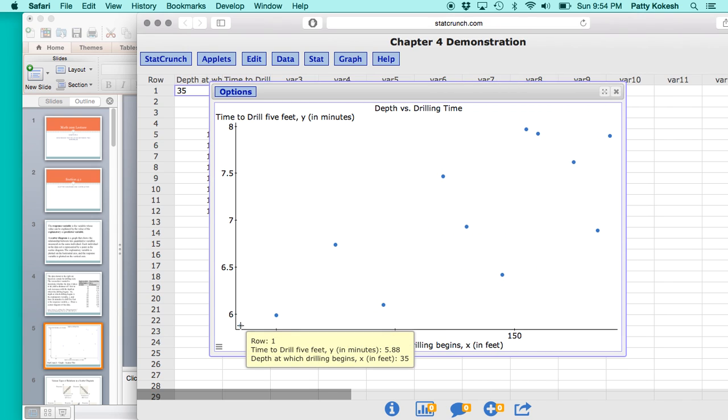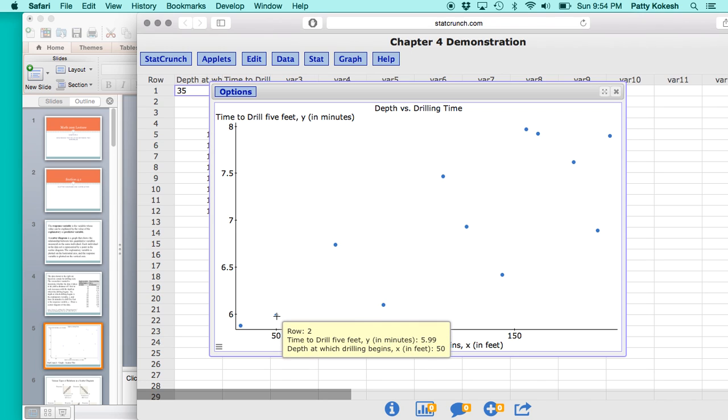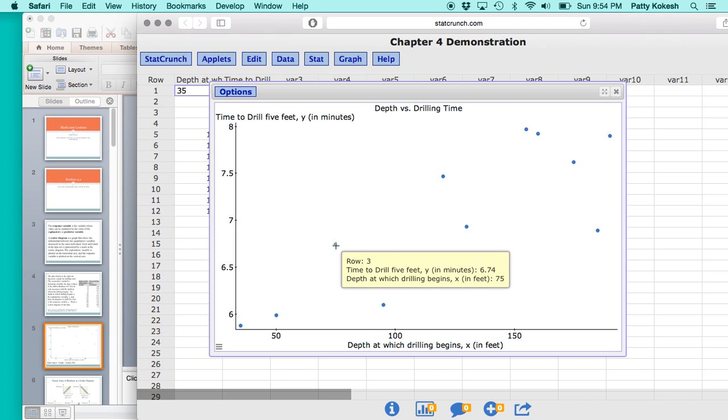Now the nice thing about when you bring it up in StatCrunch is you can mouse over any of these little data points and it shows you exactly which data this particular point is coming from. So for example, if we look at this point right here, depth at which drilling begins was 75 feet, and it took 6.74 minutes in order to drill 5 additional feet, starting at 75 feet.